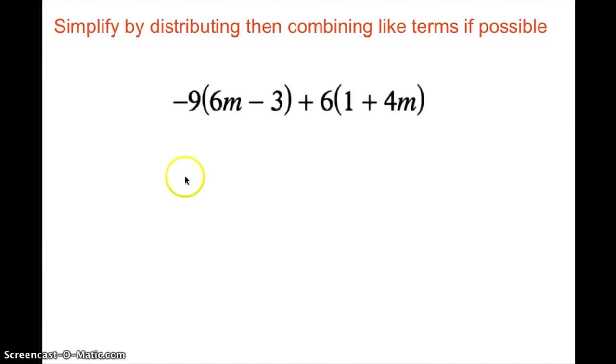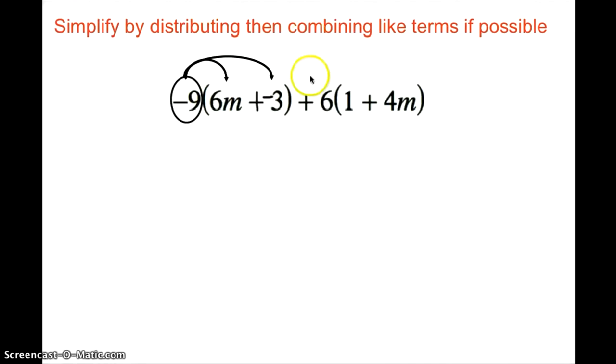I'm going to go through and change all of my subtraction to add the opposite so I don't forget that. Then I'm going to circle the integer that I'm going to distribute. So -9 is going to distribute to 6m, and I'm also going to multiply it by this -3.